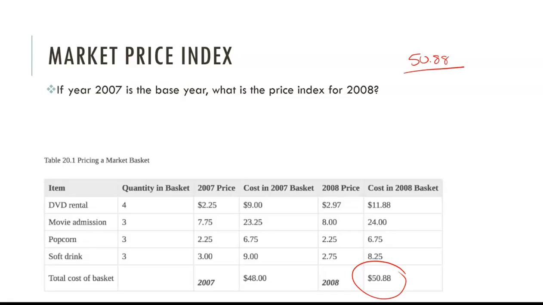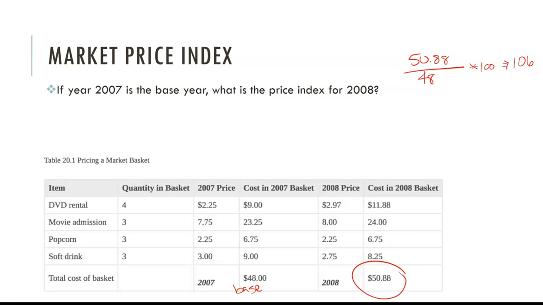The value of the same quantity, the same goods in 2007 is actually $48. That's going to be our base year, and so we're going to divide current year by the base year and then multiply by 100. This is going to give us a price index of 106. Prices have gone up. So anytime you get a value over 100, that means prices have gone up.